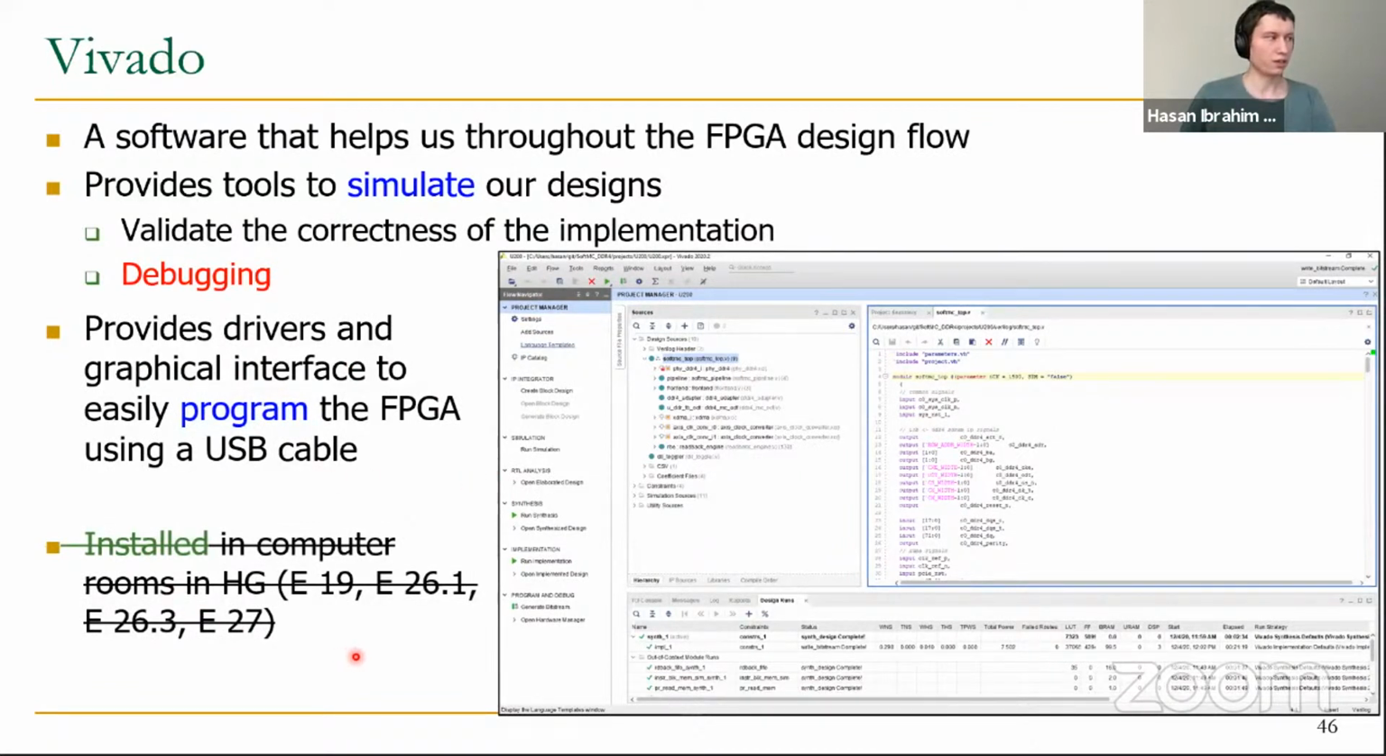This is installed in the computer rooms that are listed here, but I guess it's not very practical to go out there and use the software. So we suggest you install Vivado on your own laptops. And there are instructions for this on the website when you go to the lab sessions page.